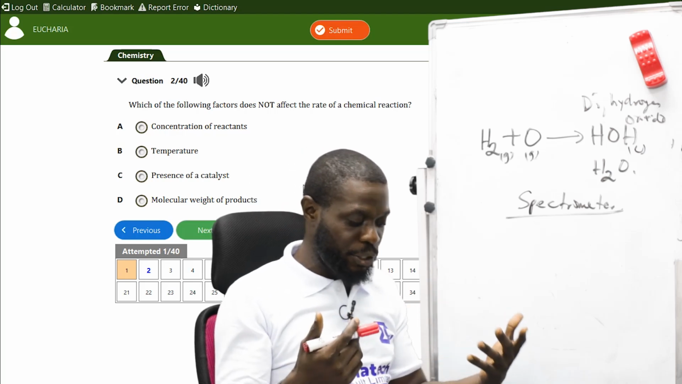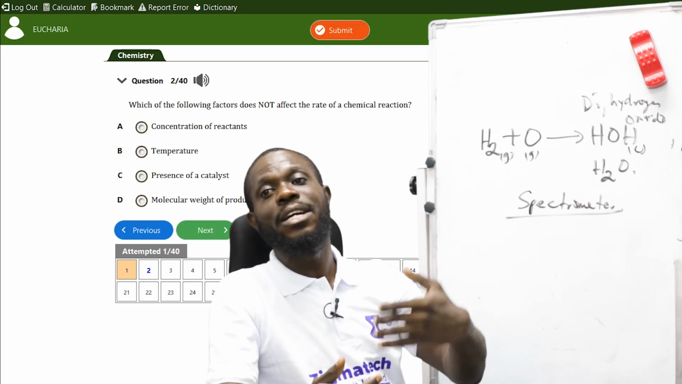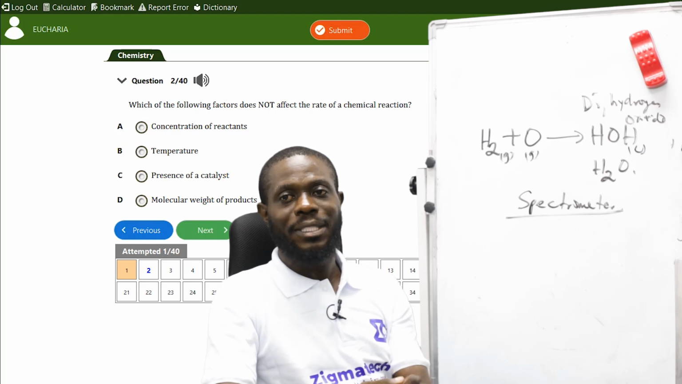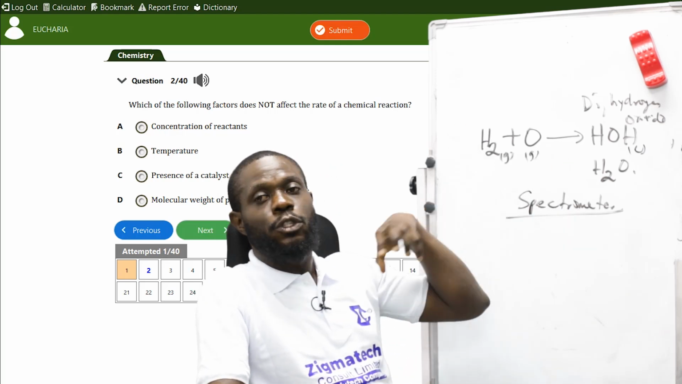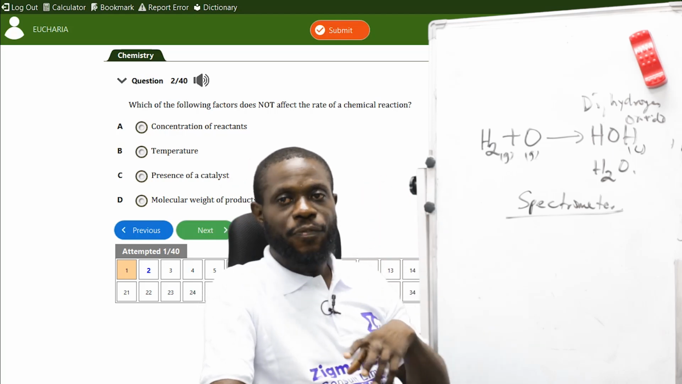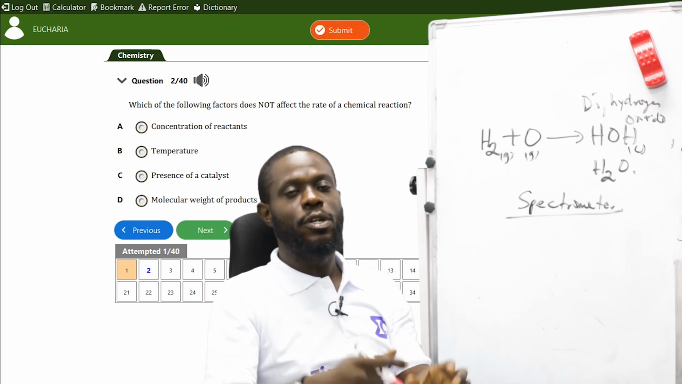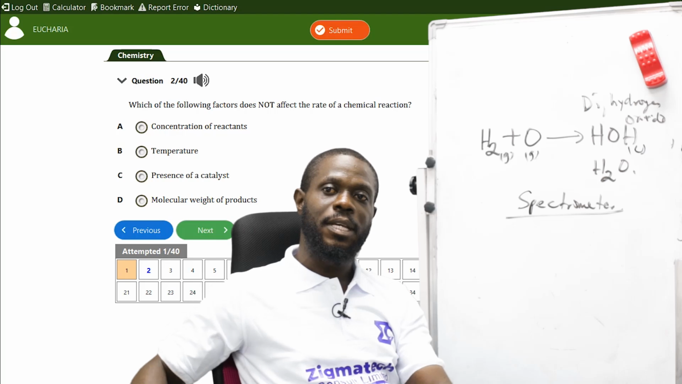Every chemical reaction brings about a singular product. So in essence, the molecular weight did not affect the rate of this chemical reaction, because the hydrogen that was 2 atoms was still 2 before the reaction, during the reaction, and still after the reaction. So there was nothing that changed. So the molecular weight of the product is the answer.